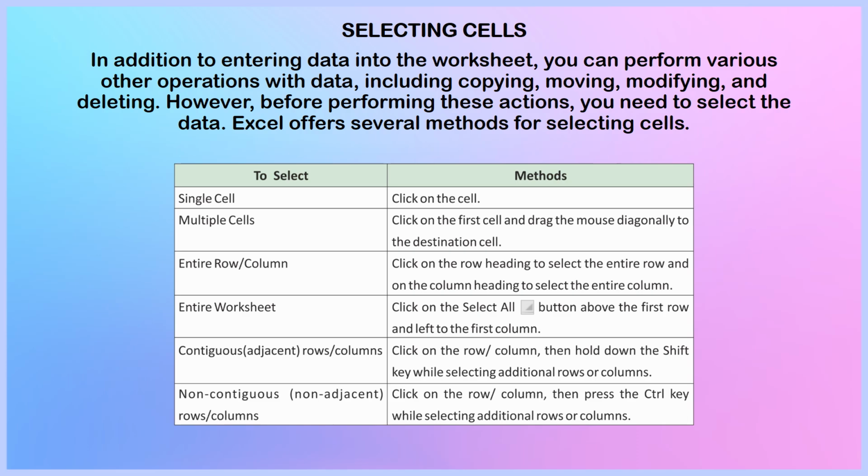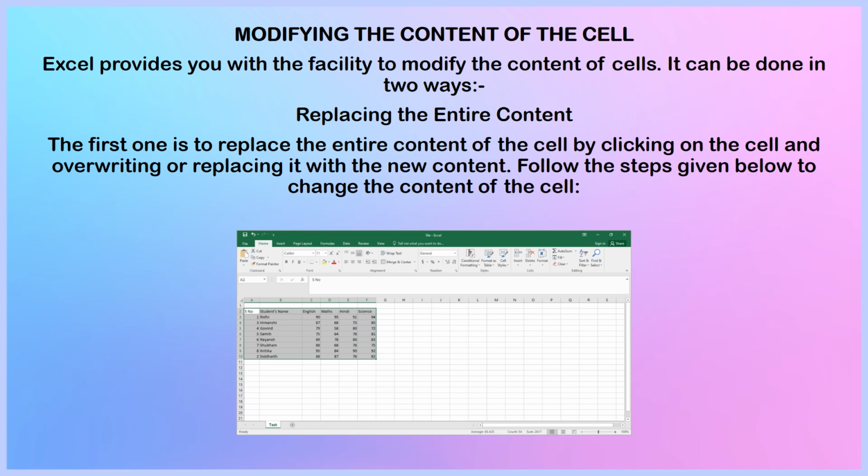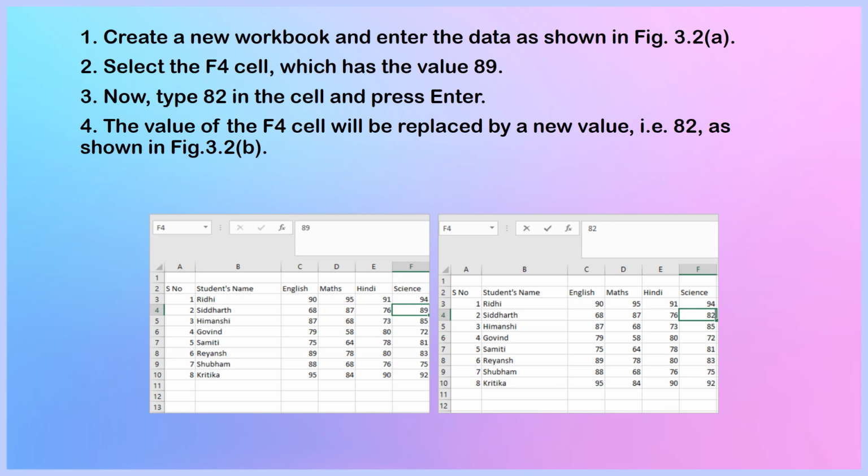Modifying the content of the cell. Excel provides you with the facility to modify the content of cells. It can be done in two ways. Replacing the entire content: the first one is to replace the entire content of the cell by clicking on the cell and overwriting or replacing it with the new content. Follow the steps given below to change the content of the cell.